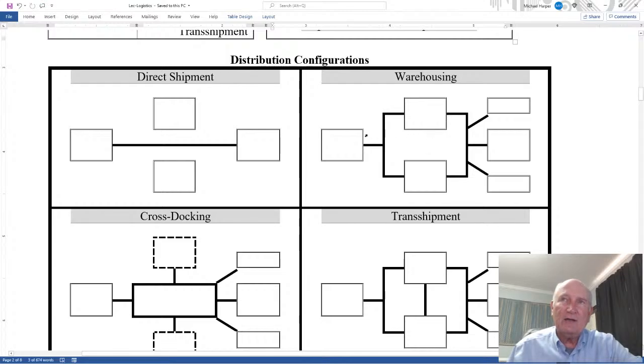Now, the traditional warehousing is where upstream will distribute to midstream warehousing, and those inventories will satisfy downstream demand, either distribution or customers or downstream retailers. And so this is traditional warehousing. So this is intermediate shipping.